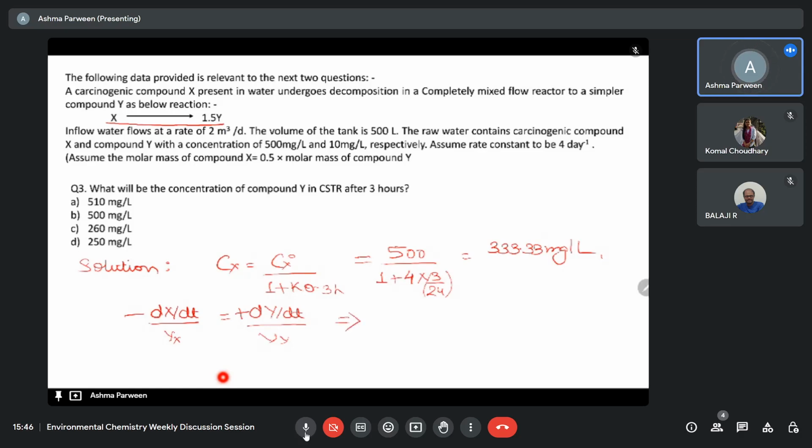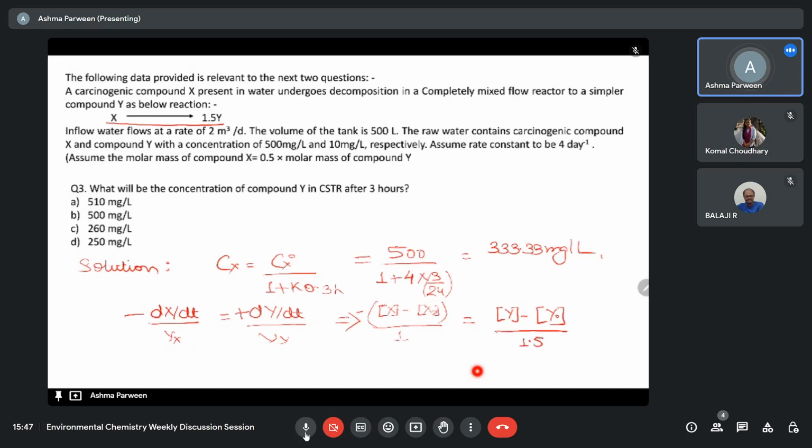And from this expression we can write down the change of x with time, that is, final concentration minus initial concentration. Since the time will be the same on both sides, it will get cancelled out, and the stoichiometric coefficient for X is 1. For Y, we have the concentration at time t, that we will assume as y, and the concentration at time t equals 0, y naught, and the stoichiometric coefficient here is 1.5.